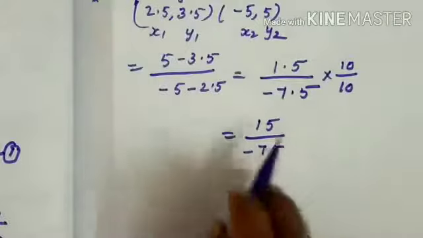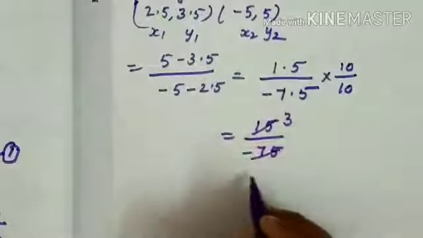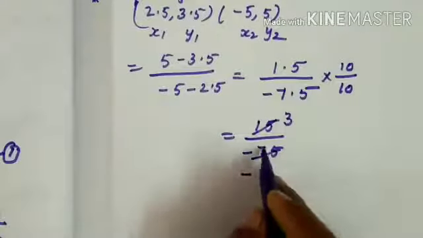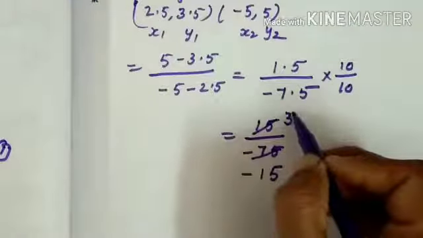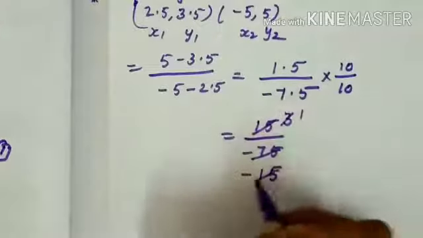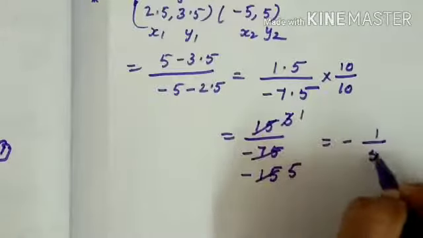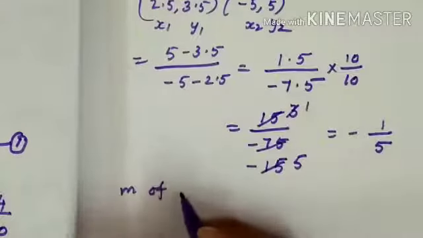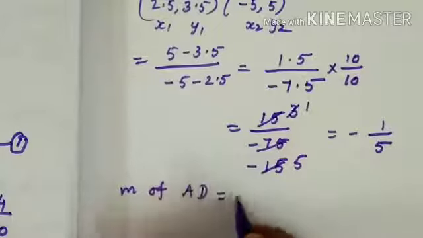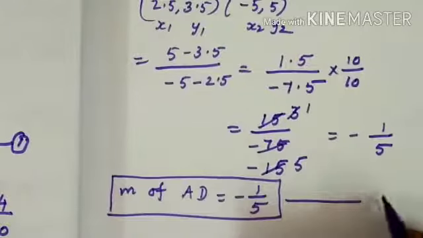Now you have to cancel this by 5 table, means we get 3 5s are 15, minus 1 5 is 5, remainder 2, 5 5s are 25. Then again you cancel, this means 1 3 is 3, 5 3s are 15, that is equal to minus 1 by 5. Therefore, slope of AD is equal to minus 1 by 5. This one you keep number 4.